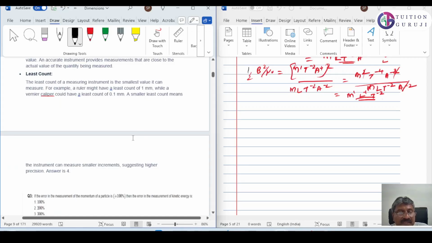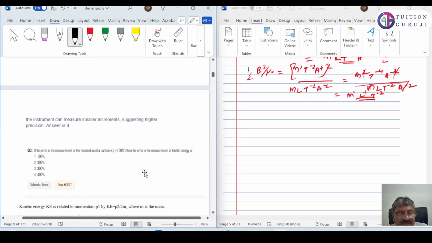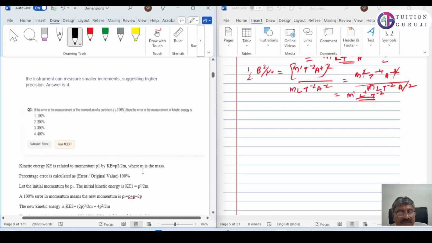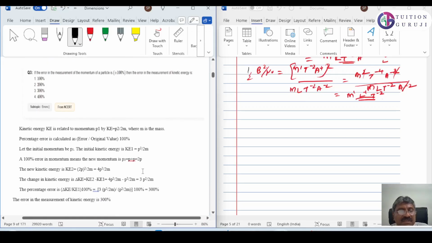So the smaller least count means the instrument can measure smaller increments, suggesting higher precision. If an error in the measurement of momentum of particles is 100%, then the error in the measurement of kinetic energy is? So how will we find this?